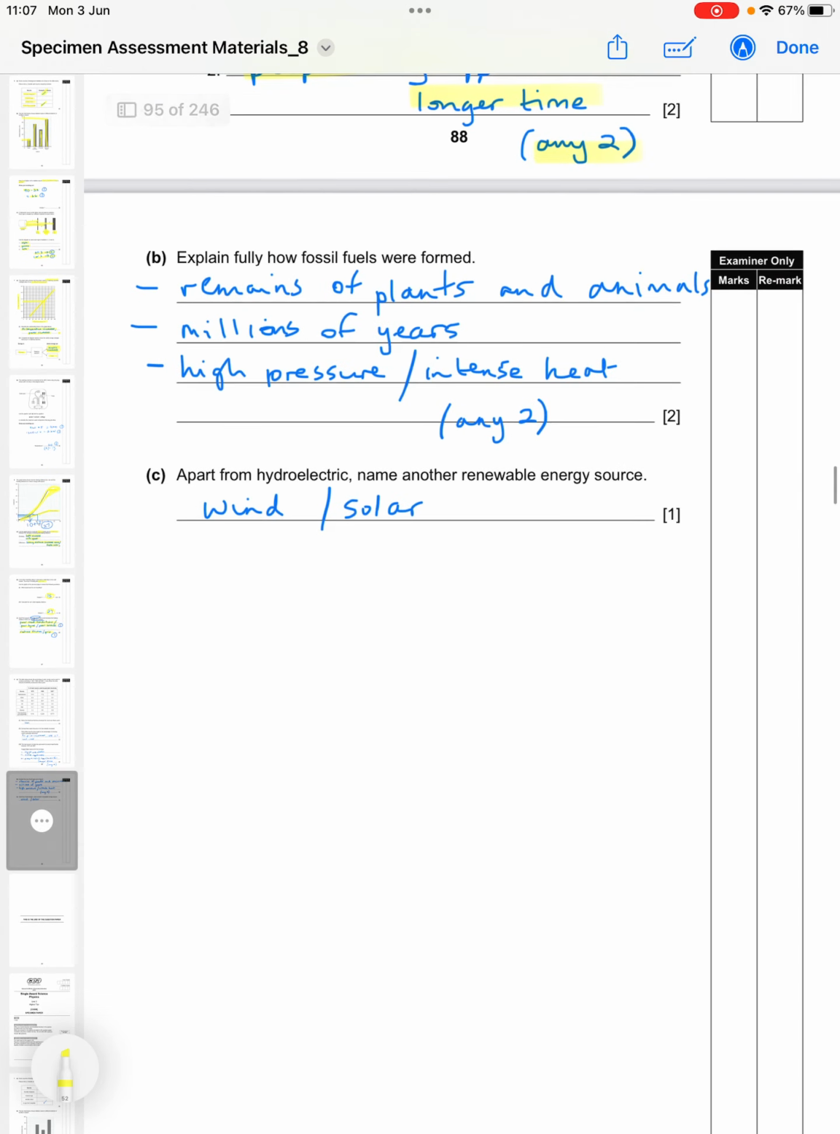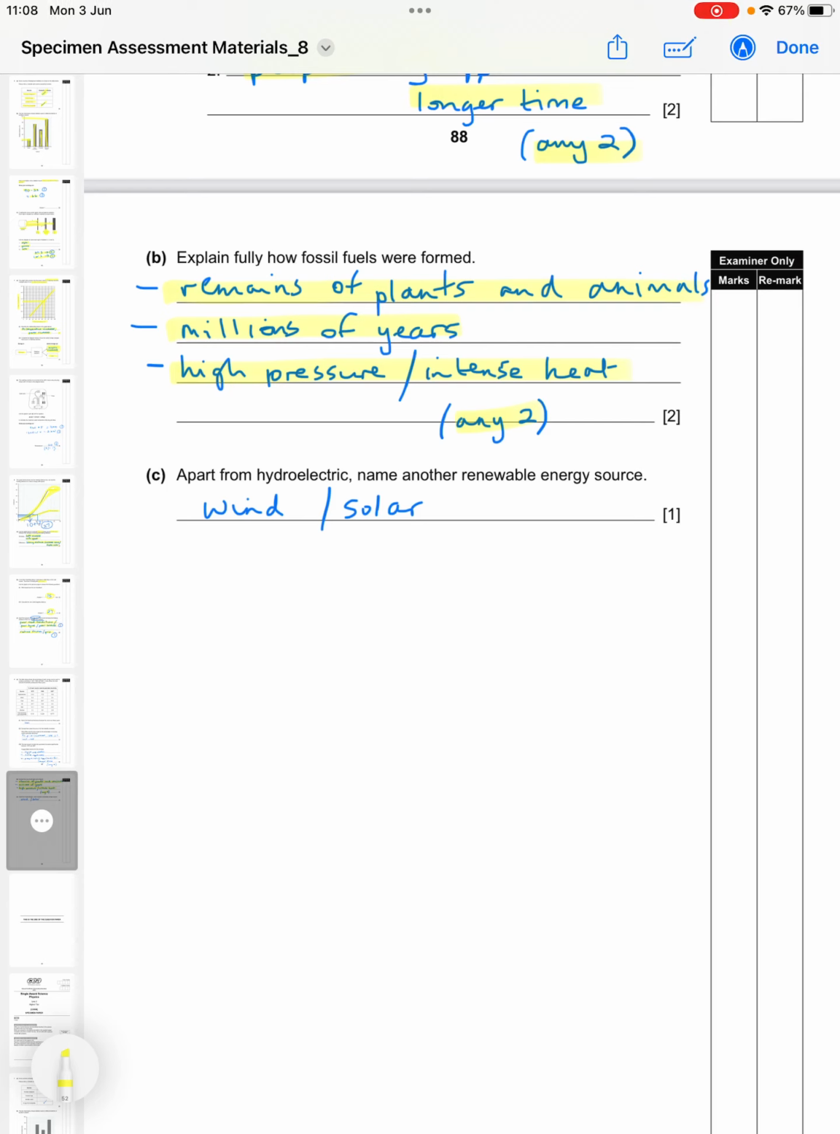And the last question then, explain fully how fossil fuels were formed. So you need to be talking about the remains of plants and animals, they died and were buried for millions of years. That's the second marking point. And then the high pressure or intense heat causes them to change. So any two of those points would get you your 2 marks.